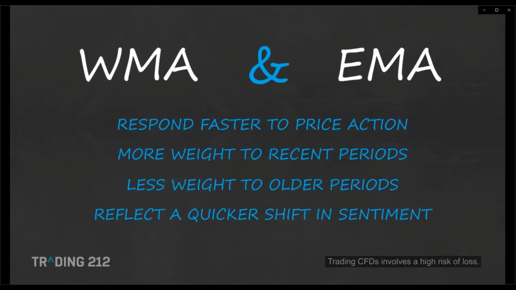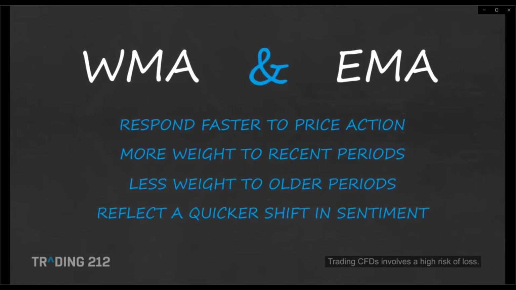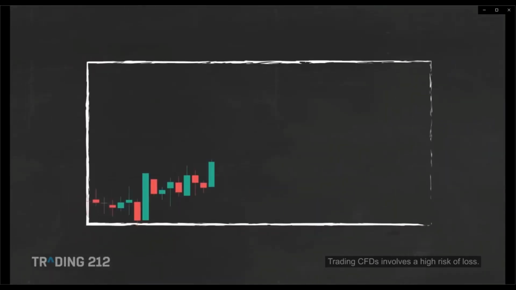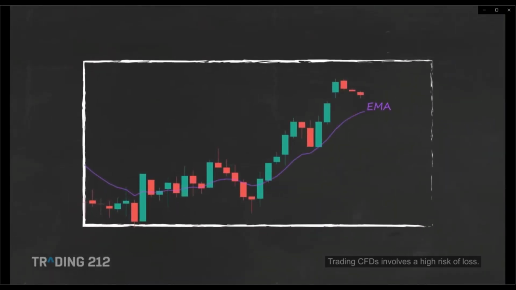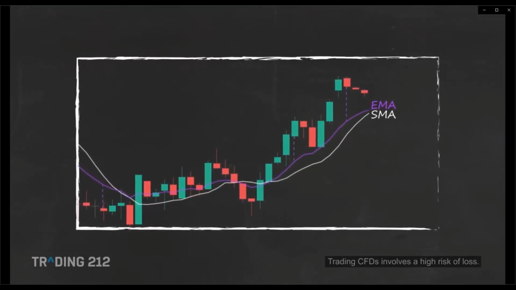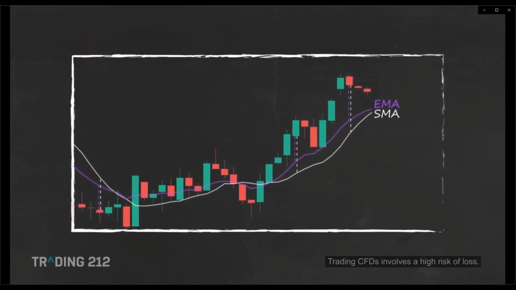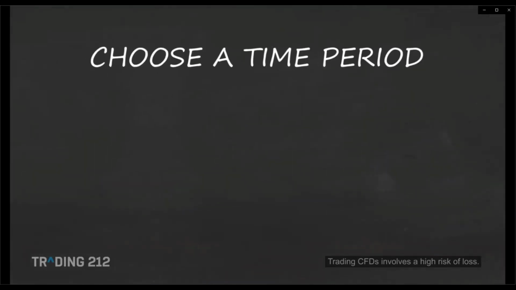They reflect a quicker shift in sentiment, which can be due to changes in supply and demand or important news events that impact the traded instrument. To illustrate what we mean, if you were to plot an exponential moving average and a simple moving average on a chart, you will see that the exponential moving average is closer to the current price than the simple moving average.